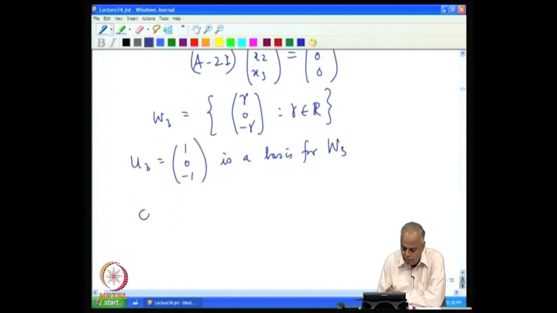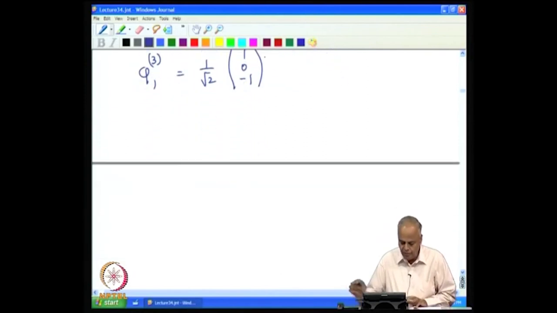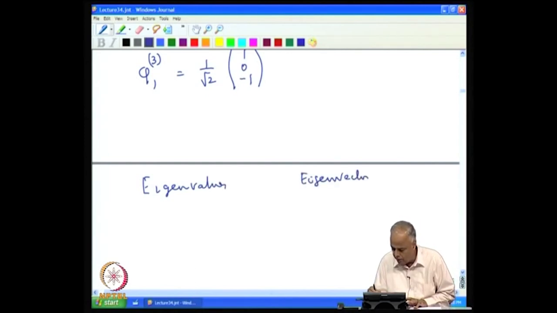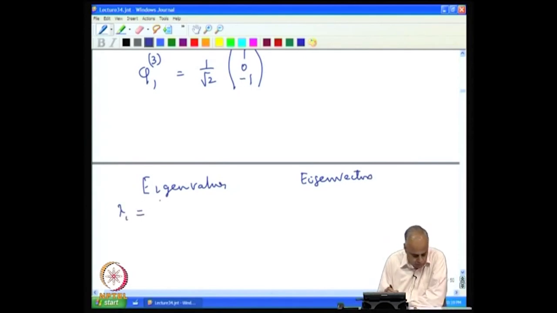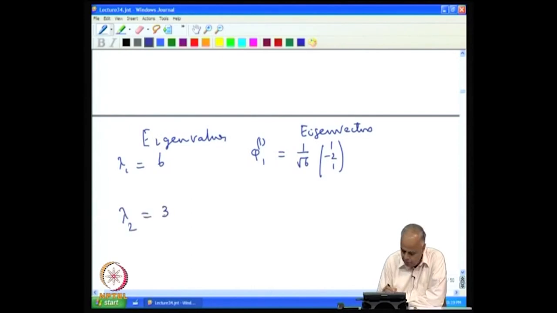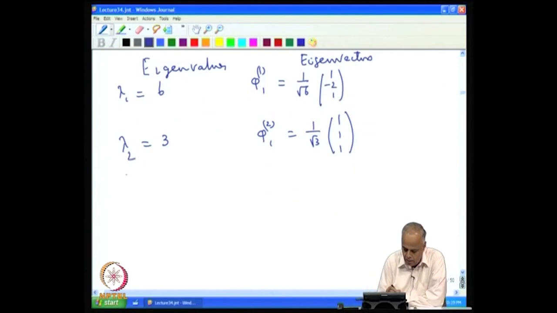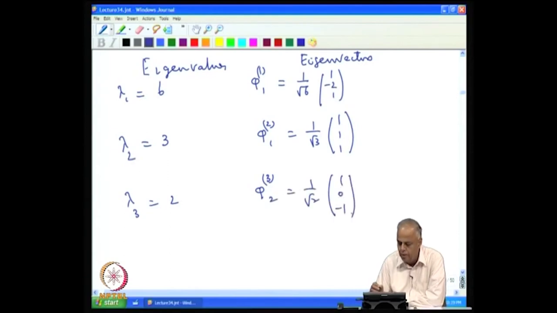and when you normalize it, you get the eigenvector corresponding to the third eigenvalue, and there is only one, 1 by root 2 into (1, 0, minus 1). So, therefore, if we summarize, we have the eigenvalues on one side and the normalized eigenvectors on the other side. We have lambda 1 equal to 6 and the eigenvector 1 by root 6 into (1, minus 2, 1), which is what we called phi 1. Similarly, for lambda 2 equal to 3, we had the eigenvector 1 by root 3 into (1, 1, 1), and for lambda 3 equal to 2, we get phi 3 equal to 1 by root 2 into (1, 0, minus 1). Now, observe that all these vectors are of length 1 and they are orthogonal to each other.